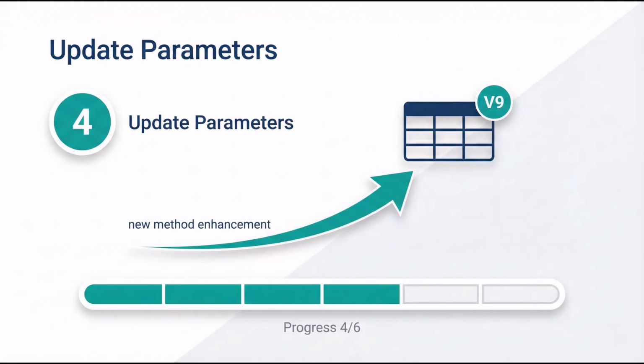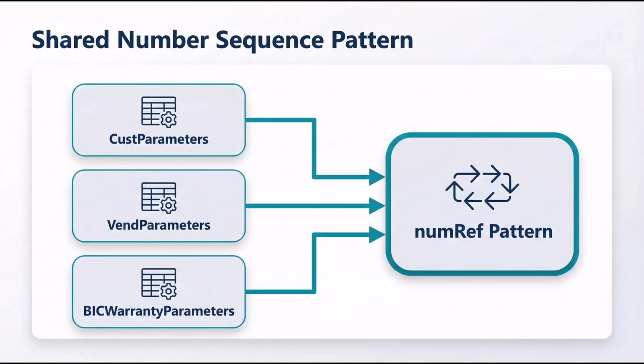Alright, so let's move to phase 4. Now we need to update our BICWarranty parameters table from video 9. We're going to add a method that returns the number sequence reference. This is a standard pattern. Every parameter table that uses number sequences has these numRef methods. They provide a convenient way to access the number sequence configuration.